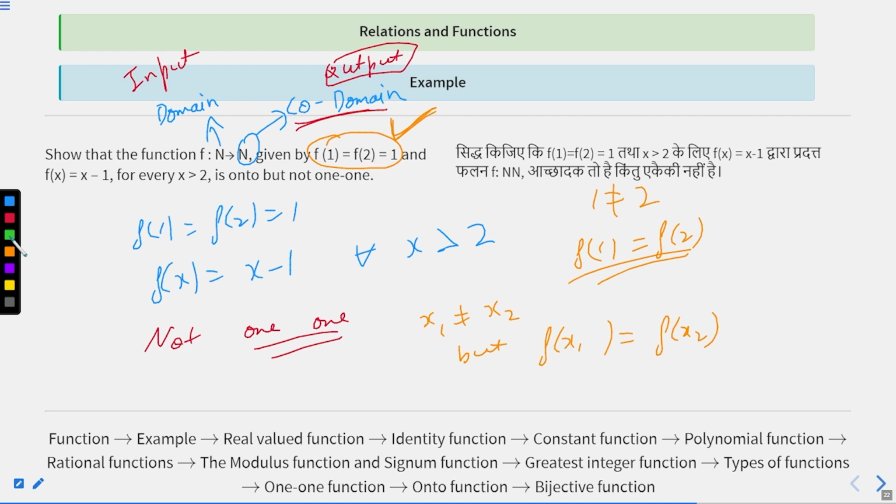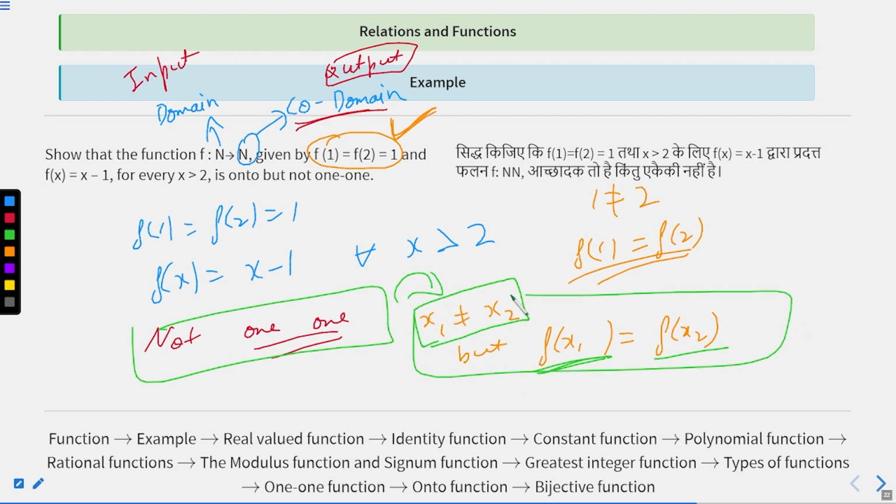Because in 1-1, if two elements are distinct, then their images are also distinct, but here the image is the same. So that's why we are saying that it is not 1-1. I hope that it is clear now. How are we going to show that it is onto?